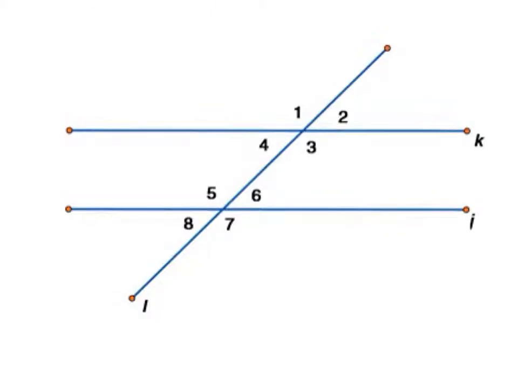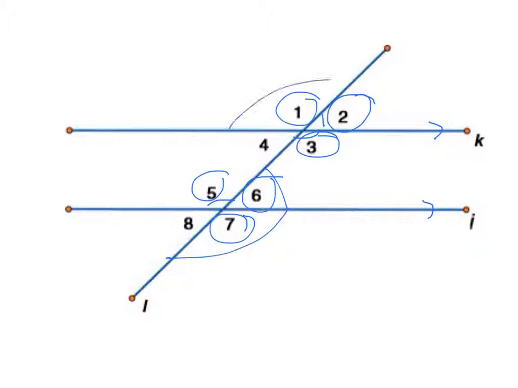So here we can look at this and we can see that the corresponding angles, such as 2 and 6, they look congruent because they are. These two lines are parallel, K and J. And the alternate interior angles, 3 and 5, they look congruent. The alternate exterior angles, 1 and 7, also look congruent because they are.